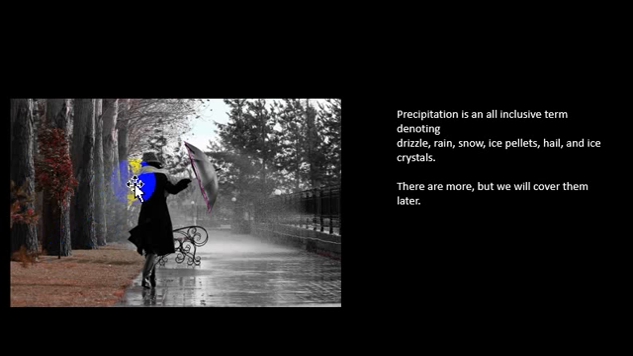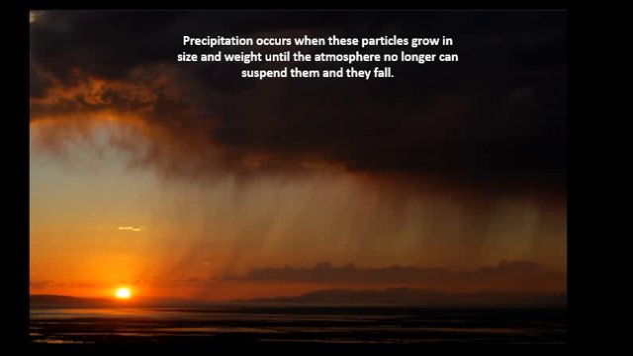Precipitation is an all-inclusive term, and it denotes drizzle, rain, snow, ice pellets, hail, crystals. Precipitation occurs when these particles grow in size and weight until the atmosphere can no longer hold them. So that goes back to our condensation nuclei, which had an affinity for water vapor attaching to it. And then more water vapor attaches to it, and it gets heavier and heavier and heavier. And then the particles can't stay up in the air anymore. They have to fall.